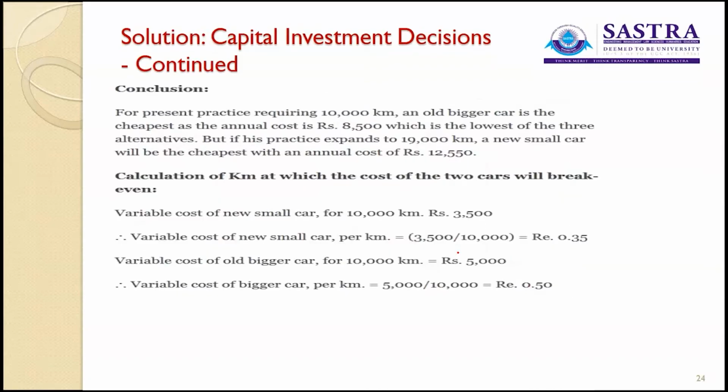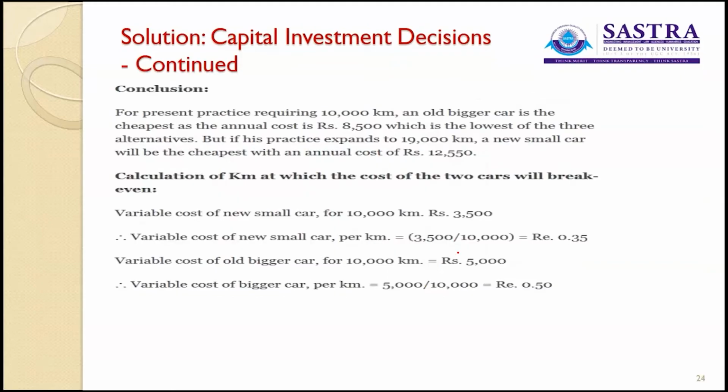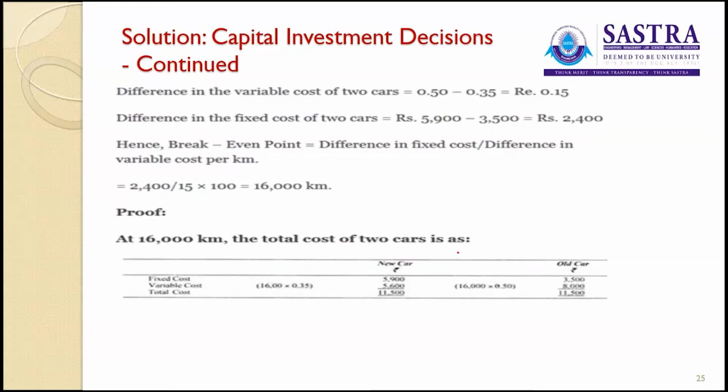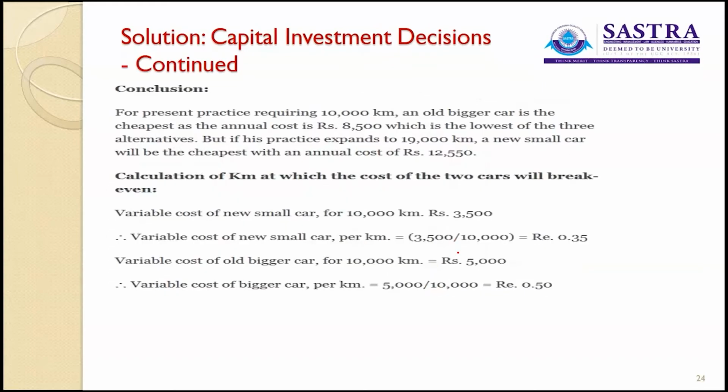For present practice requiring 10,000 kilometers, an old big car is cheapest at the annual cost of 8,500, which is said to be the lowest of the three alternatives. See, we have seen this 8,500 is said to be the minimal for the big car. Now, if the practice expands to 19,000 kilometers, small car is cheapest. As we said, the small car 12,550 is said to be the cheapest. Then calculation of the kilometers at which the cost of two cars will break even.